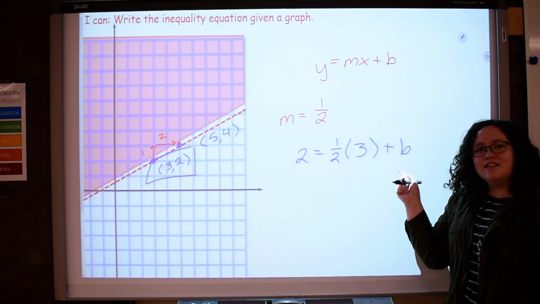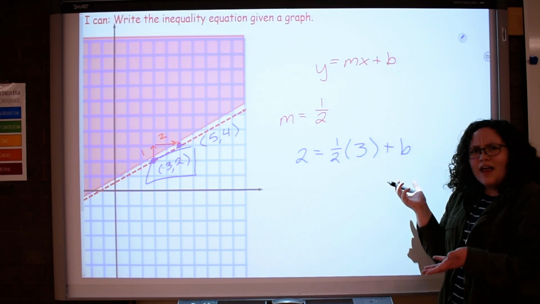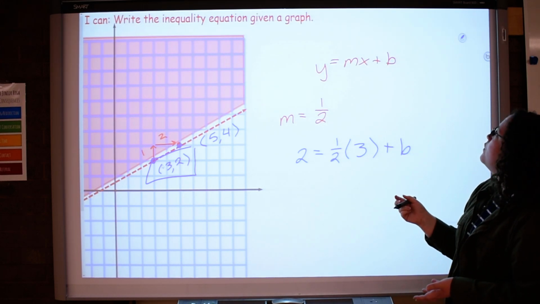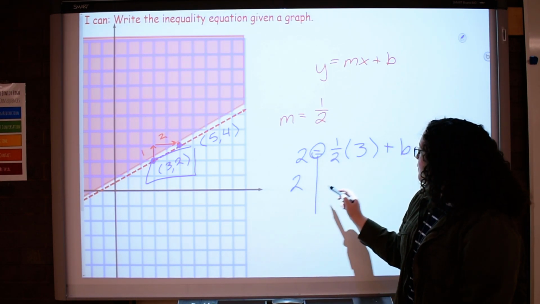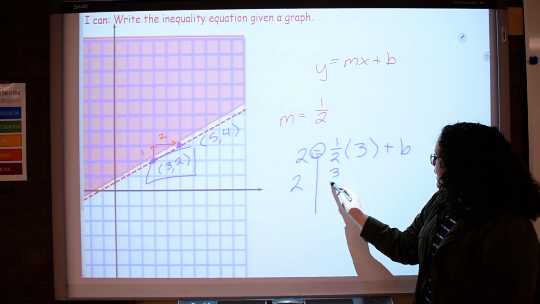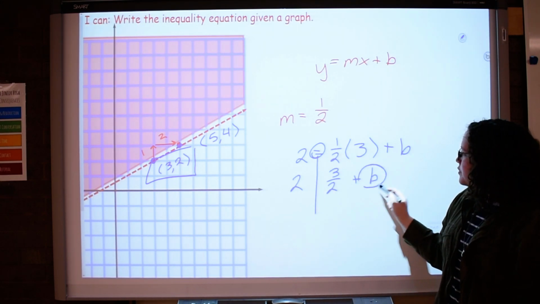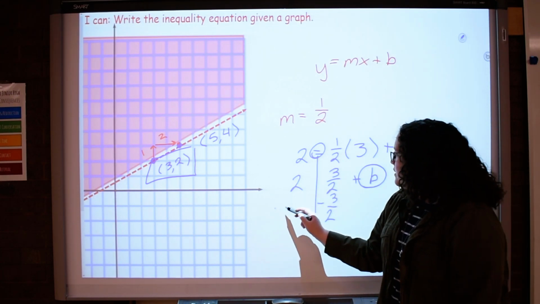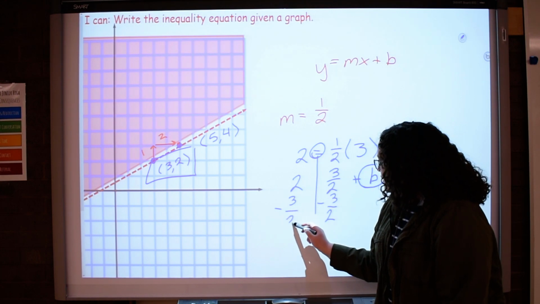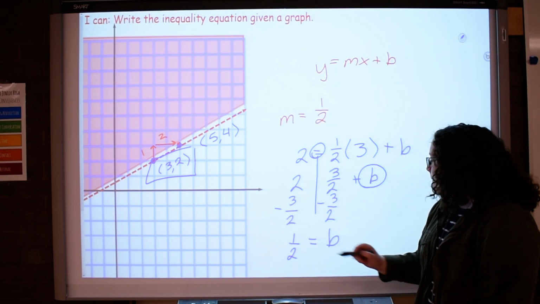Now check this out. b is the only thing in this equation that we do not know. So let's just get it by itself. We'll actually have our slope-intercept form, or we'll actually have our y-intercept. All right, let's do 2, and then this is going to be 3/2 plus b. Now remember, this is our variable that we're trying to get alone, so we're going to go ahead and subtract this 3/2. Subtract 3/2. So that leaves us with 1/2 is our b.